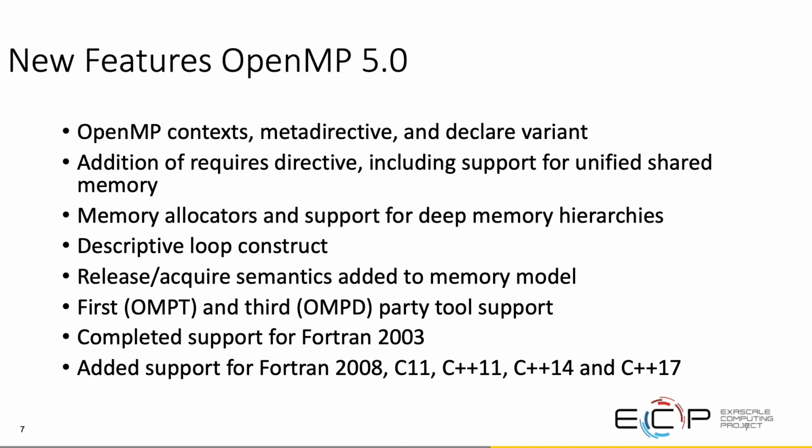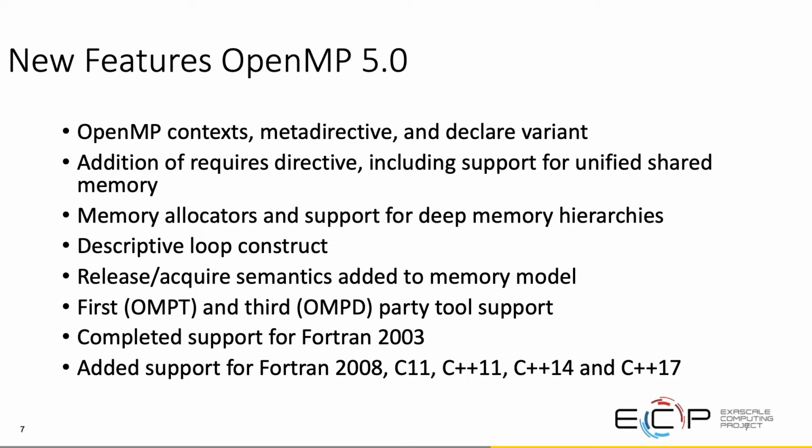Now let's look at some of the new features introduced in 5.0. These include context, meta directives, and declare variant. Declare variant was particularly important because applications did not want to write the same code again and again for, say, the host as well as device. Declare variant allows for choosing of different directives in the context that is selected. Addition of the requires directive, including support for unified shared memory, memory allocators, support for deep memory hierarchies, and the descriptive loop construct are some of the other important features introduced.